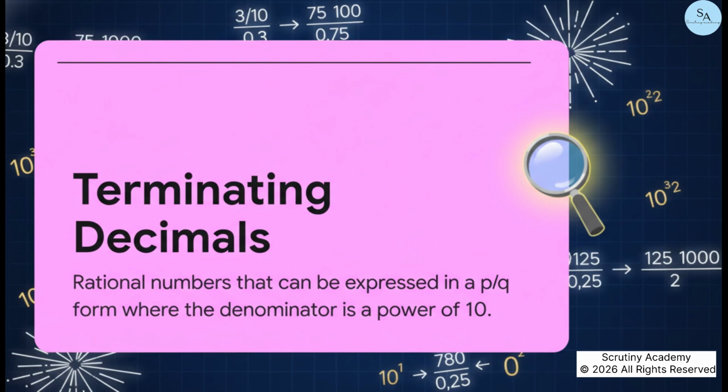0.3 is just 3 over 10. 0.75 is 75 over 100. 0.125 is 125 over 1,000. See? They are all just fractions where the denominator is a power of 10. That is the whole key.